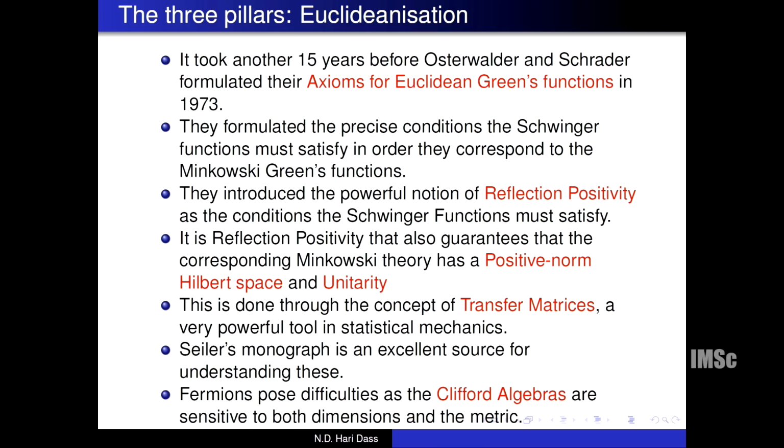In Euclidean space, you can choose all gamma matrices to be Hermitian, but in Minkowski space, that's not true. If you choose gamma naught to be Hermitian, all the spatial gammas become anti-Hermitian and vice versa. That's just a simple illustration of how metric has a profound effect on the description of fermions.